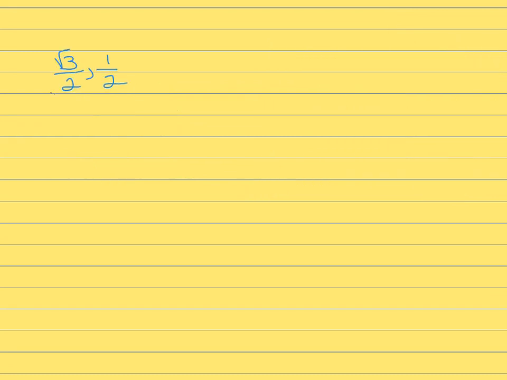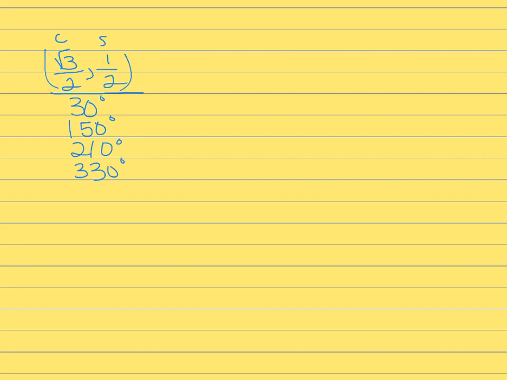So your first set of coordinates that you had to memorize was the square root of 3 over 2, 1/2. So remember, this is the cosine, that's the sine, right? So these are your 30-degree angles. So it's 30 degrees, 150 degrees, 210 degrees, and 330 degrees.